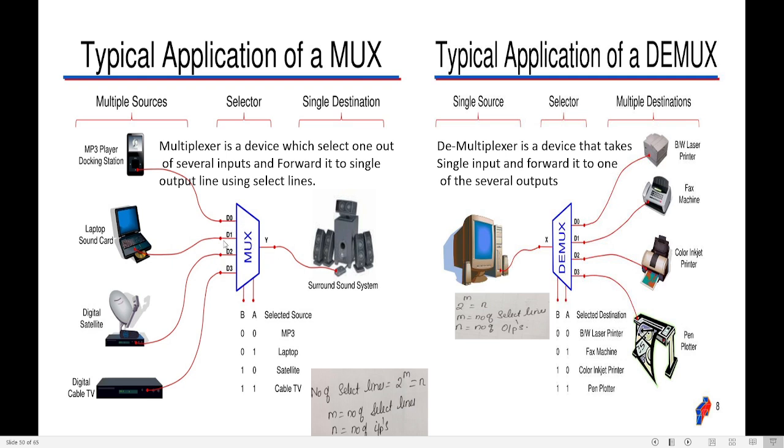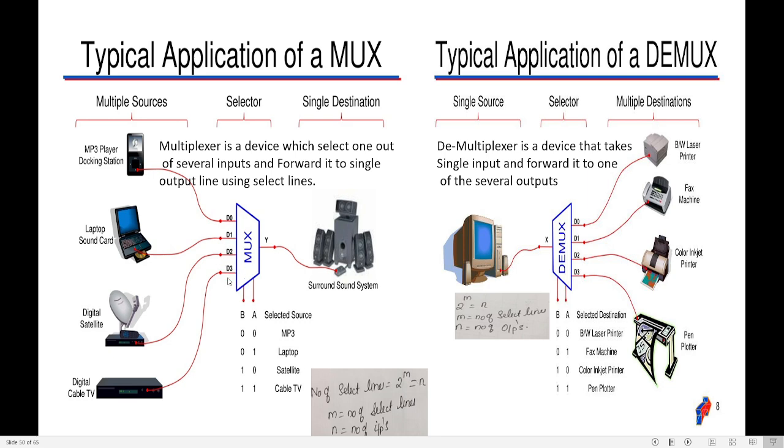How it does this selection of inputs is based on select lines. Select lines decide which input has to be selected and forwarded to the output. This is given by a formula: the number of select lines required is given by 2 to the power of m is equal to n, where m is the number of select lines and n is the number of inputs.